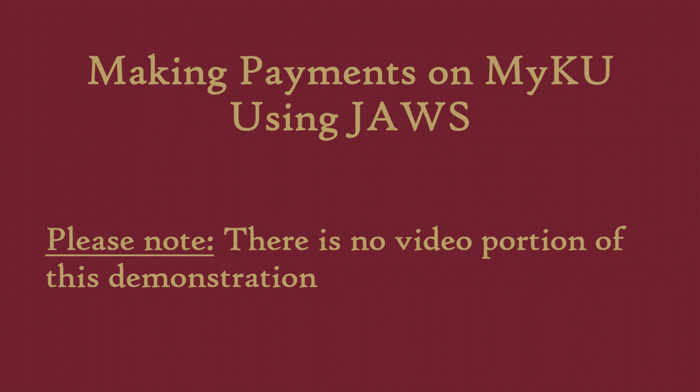Hello everyone. Today we will be going over making payments on MyKU. When on the MyKU homepage, press Insert with F7 to access the list of links on the page. Type K until you get to KU Financial Account and hit Enter. Now down arrow to a menu titled Toggle Side Tab and hit Enter to expand it. Once this menu is expanded, down arrow to the Payment Dashboard button and hit Enter.